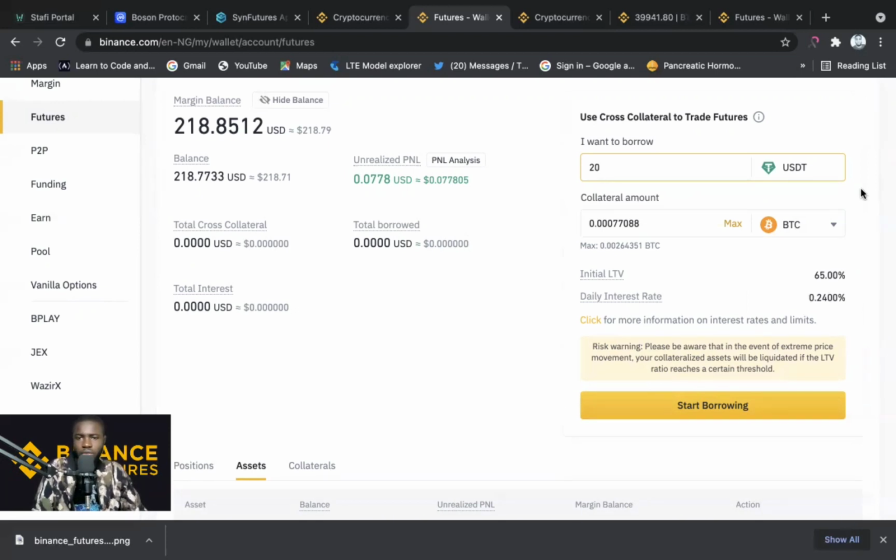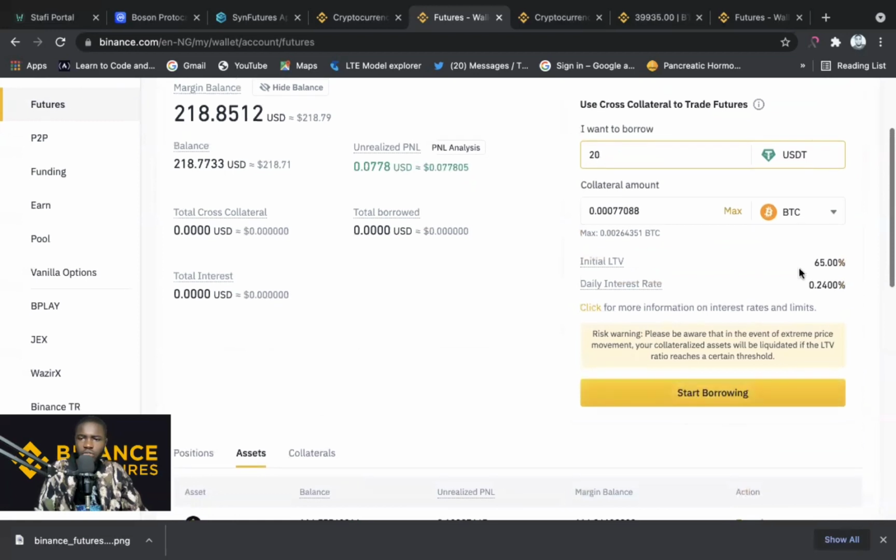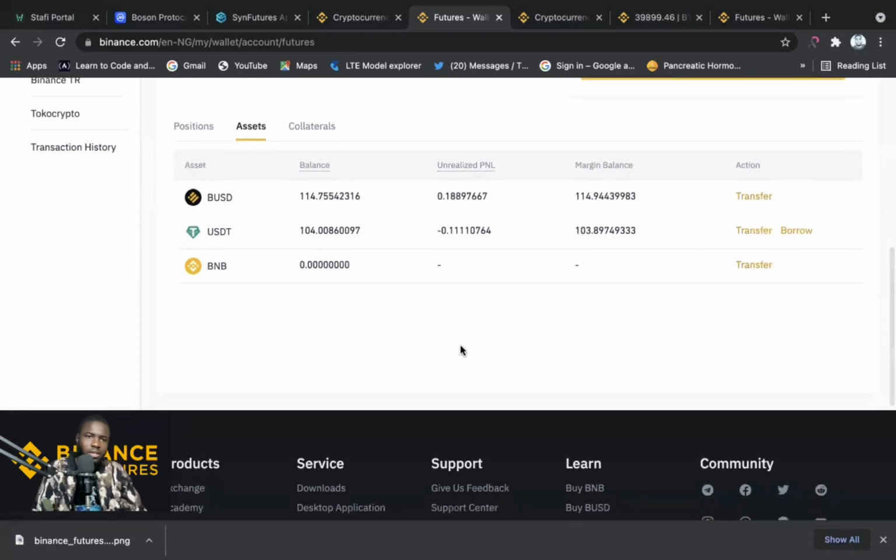So what you want to do now is borrow, right? I have about $100 worth of BTC in this account, and I am borrowing only $20, because I don't want to borrow too much and be at risk of getting liquidated at the end of the day. So let's just borrow. This is just a test, it doesn't really matter. So right now I am borrowing, right?